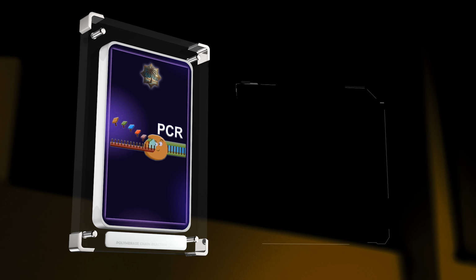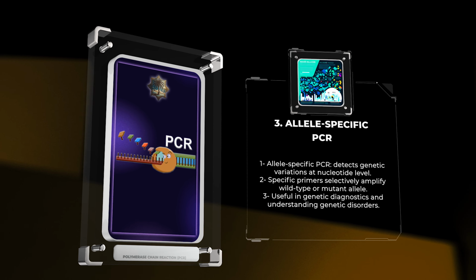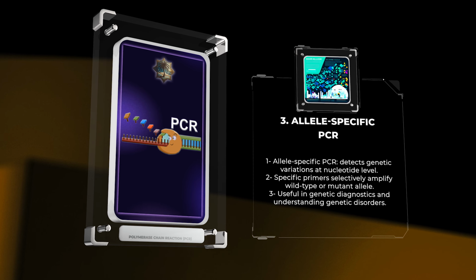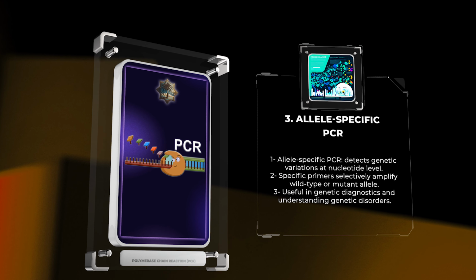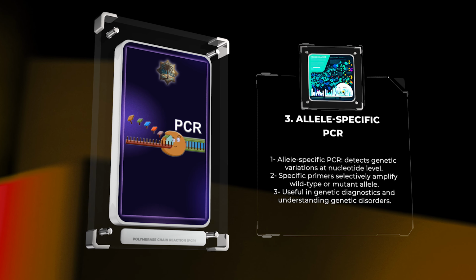Allele-specific PCR is a technique that detects genetic variations at the nucleotide level. It uses specific primers to selectively amplify either the wild type or mutant allele. This method is useful in genetic diagnostics and understanding genetic disorders.